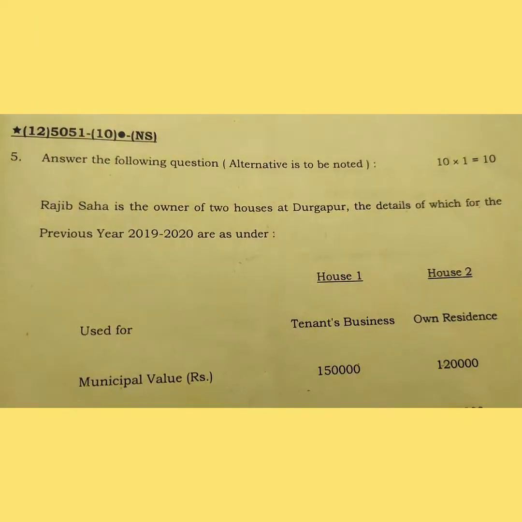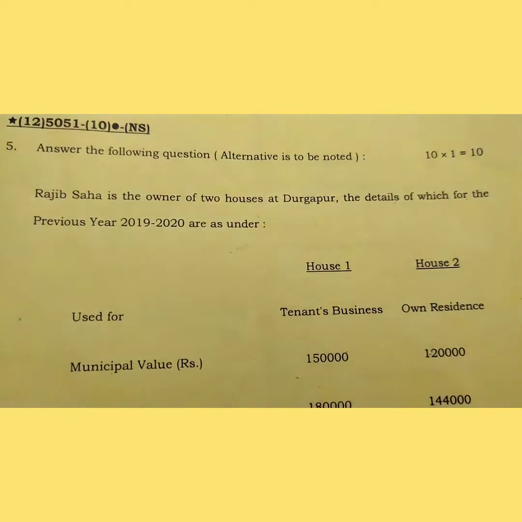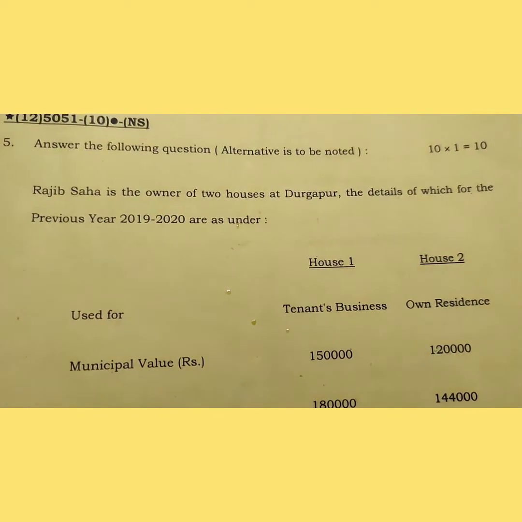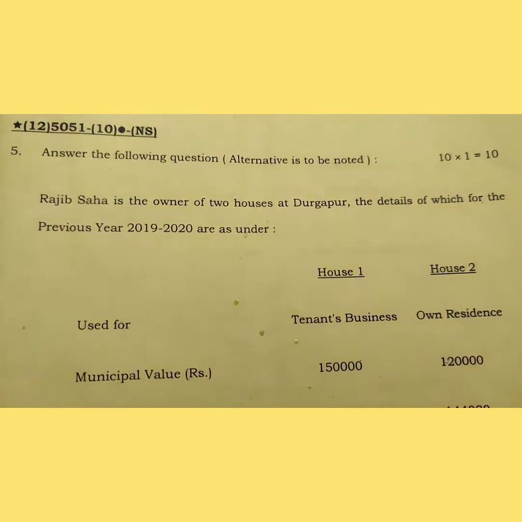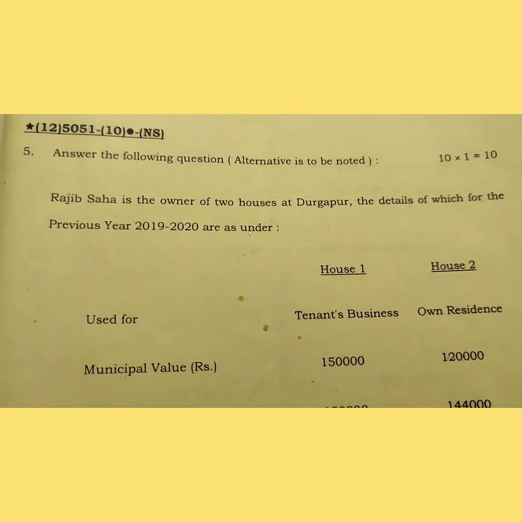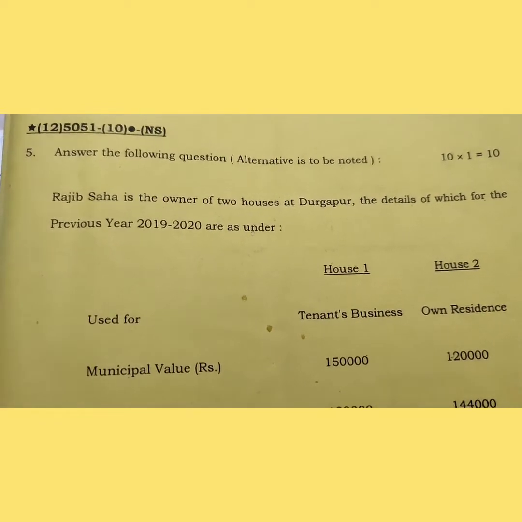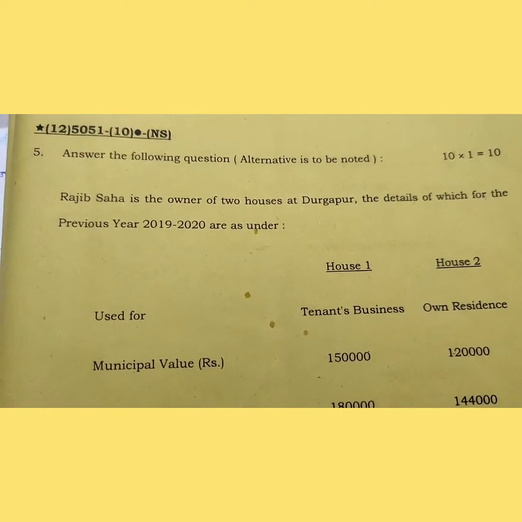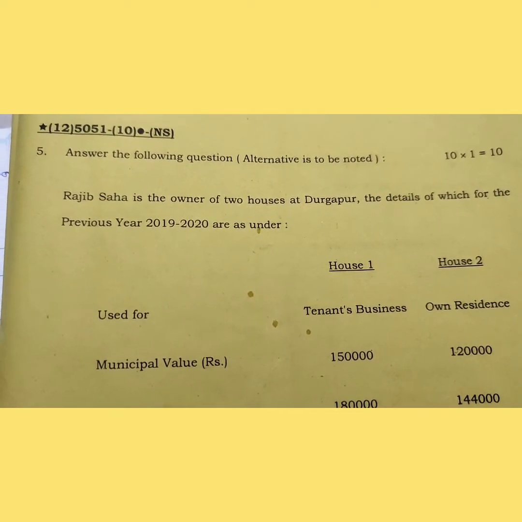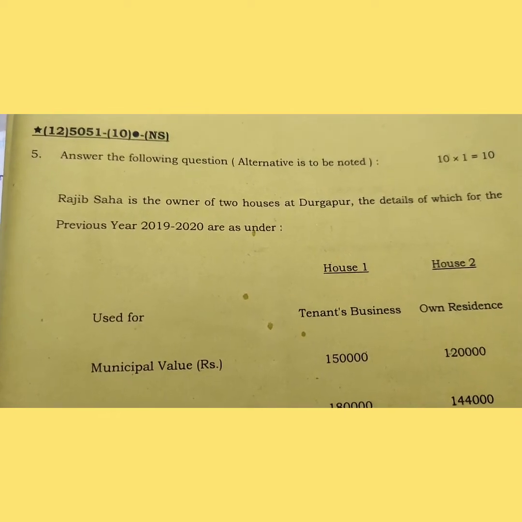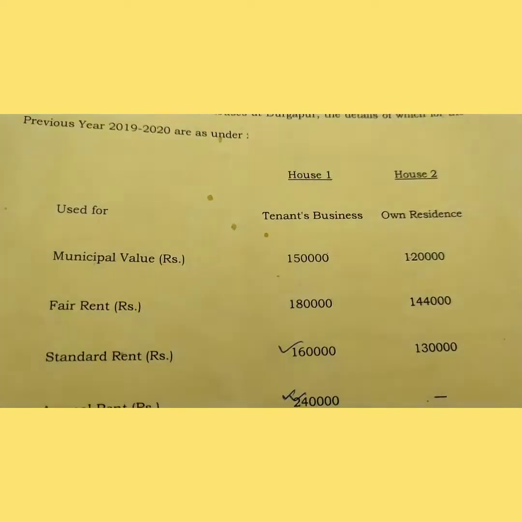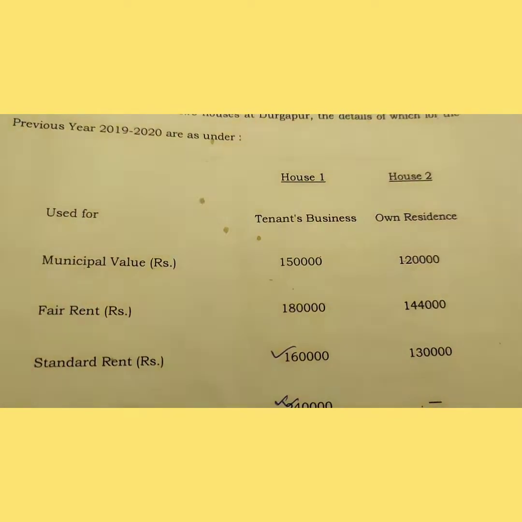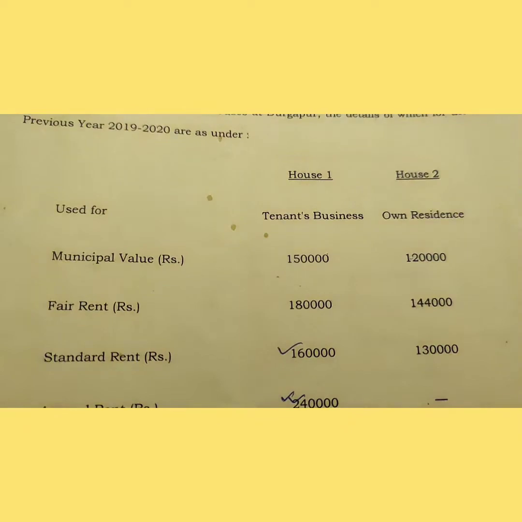Next question, that is question number 5. Rajiv Shah is the owner of two houses at Durgapur. The details of these houses for the previous year 2019-20 are as under. House 1 and house 2 are used for what? House 1 is used for tenant's business, and house 2 is used for own residence.